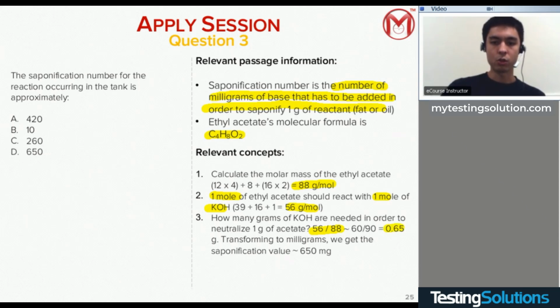Okay, transforming that into milligrams, we get 650 milligrams. Okay, 0.65 grams is 650 milligrams. So that's my saponification number.